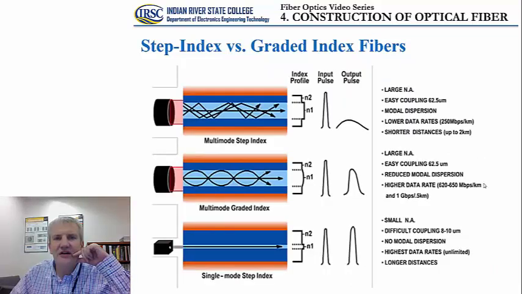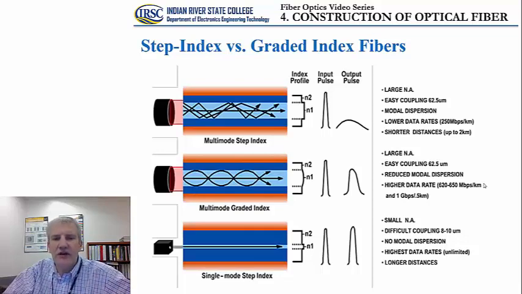Okay, so this slide is very important from the aspect of the comparison of the three main categories of optical fibers. What we see here are multimode stepped index fiber shown on the top, in the middle we have multimode graded index, and finally on the bottom we have a single mode stepped index type of optical fiber. So let us compare these three optical fibers.